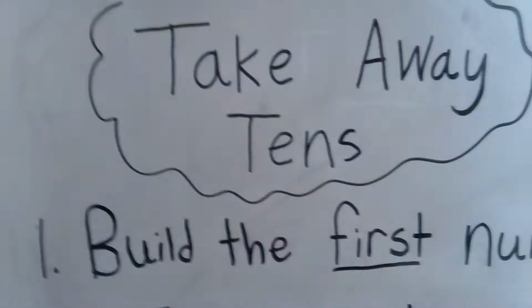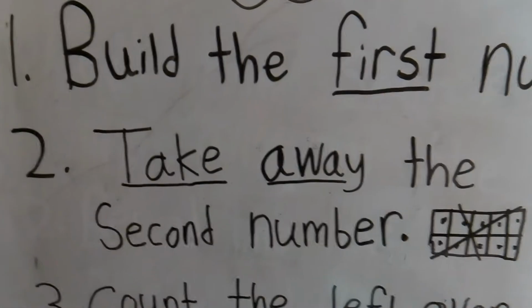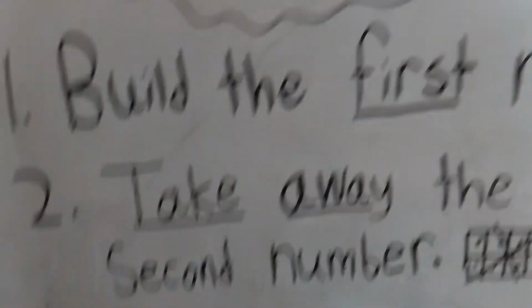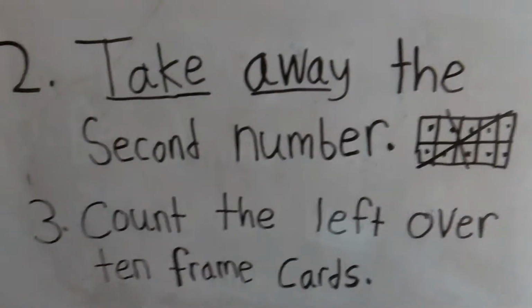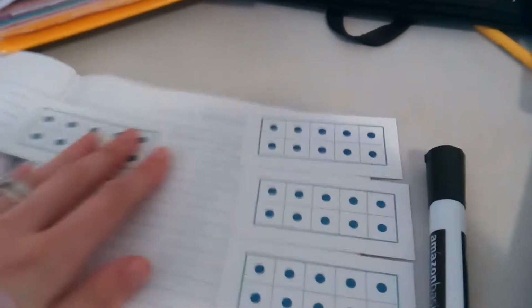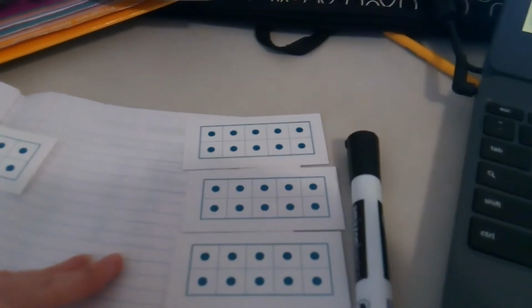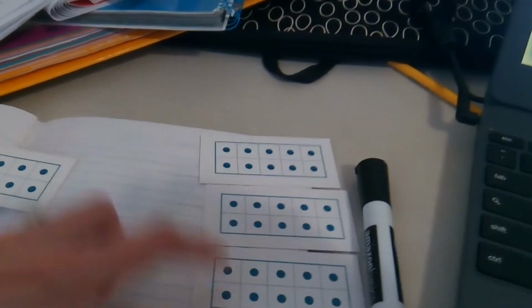So far, I've built that first number and you just saw me take away the second number. Finally, it's time to count the leftover 10 frame cards to find the difference. Pulling these aside, I see there are 3 10 frame cards. And by counting by tens, I can say the difference is 10, 20, 30.